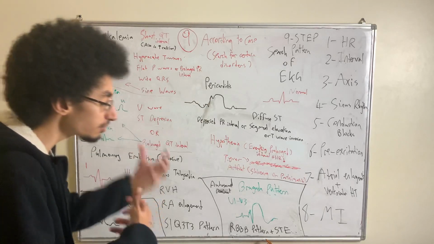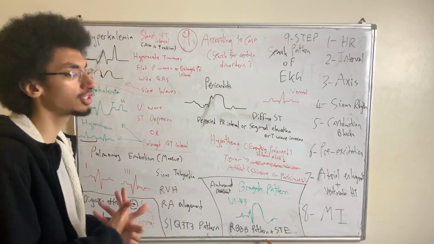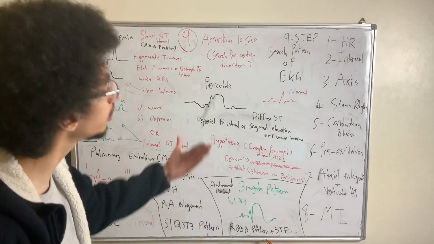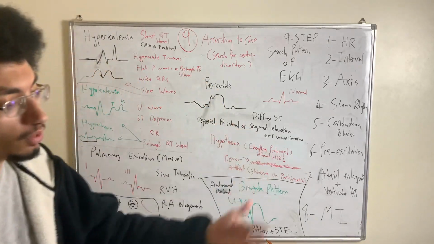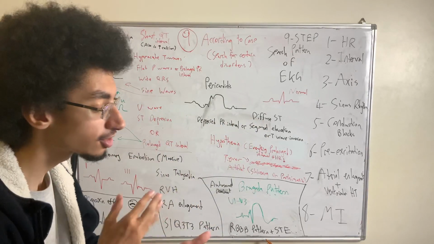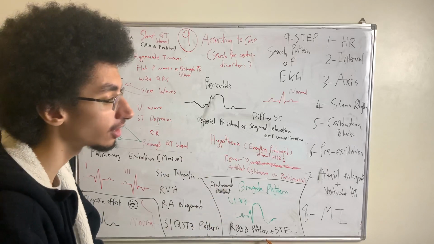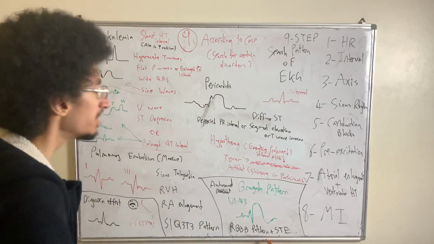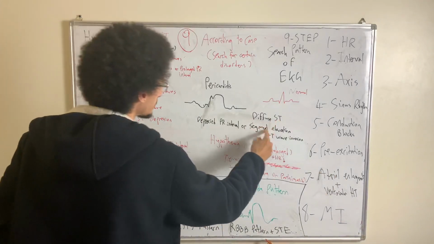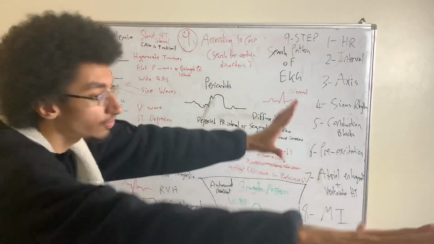And sometimes it's difficult to distinguish pericarditis from a STEMI. So that's why you look at the shape. Is it convex downwards or not? You also look if it's diffuse. STEMI is localized to specific leads, overlying the infarction. But in pericarditis, it is diffuse. So you might find ST segment elevation in all of the leads.